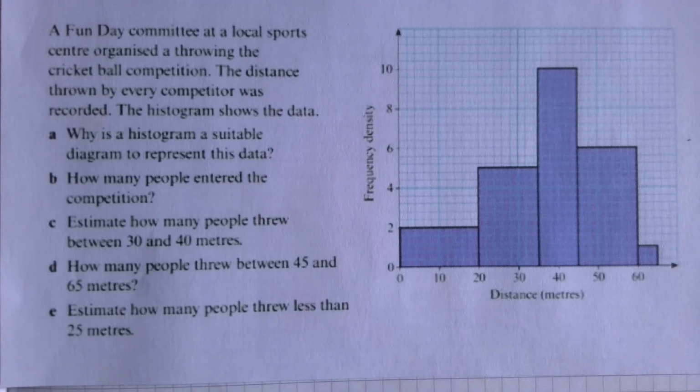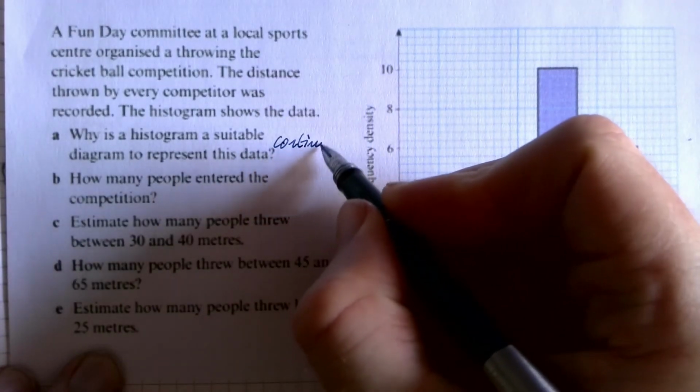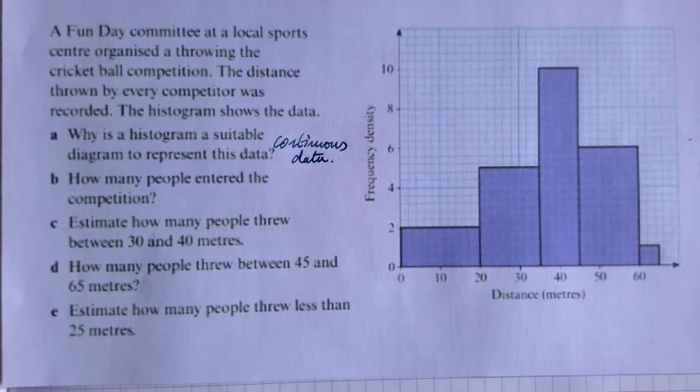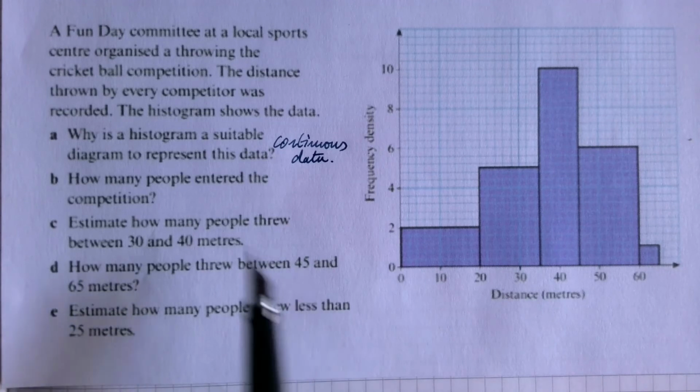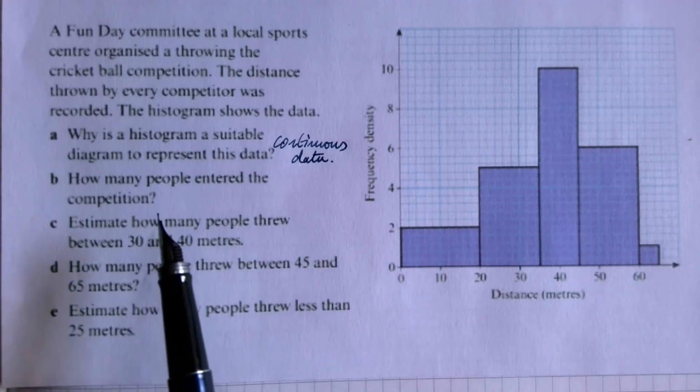So first question, it's just continuous data. Continuous data is the reason that it's suitable to represent it. And that's so the bars can run into each other, which they don't on discrete data. So a bar chart is for discrete data, a histogram is for continuous. It's just a 1-mark question, it's all you need.